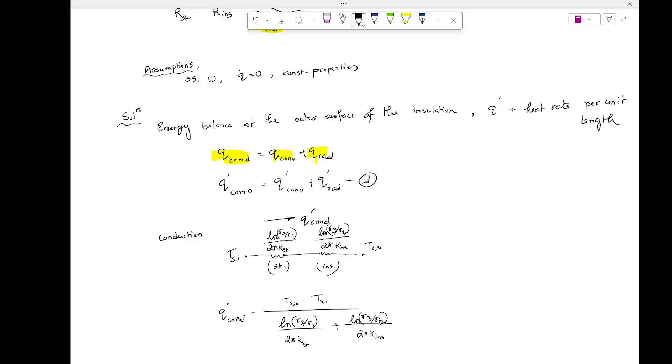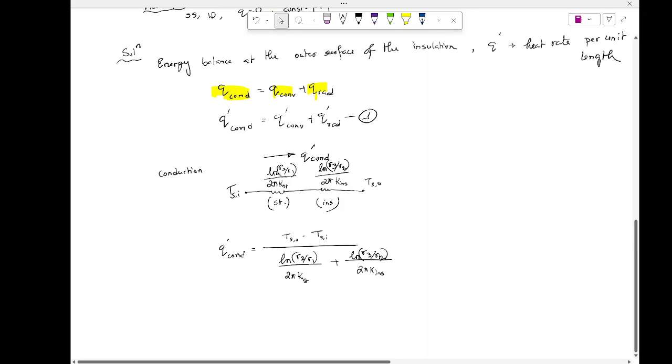Take a look at equation number 1. On the left side, this is what we wrote. Can we write the right side? Convection and radiation, the equation for them. So then we'll be doing equation number 1 and find that. That's what we're doing. Matt, you understand? Yeah. Okay, perfect.